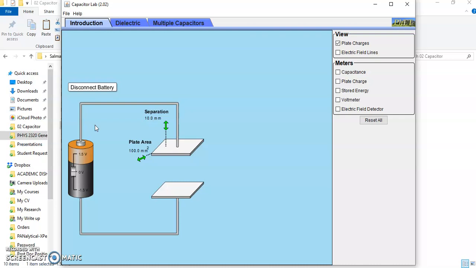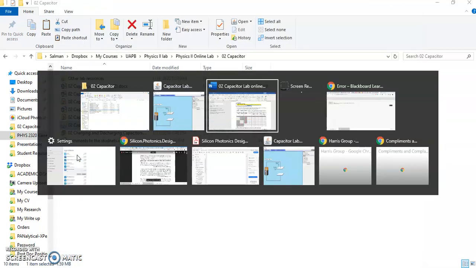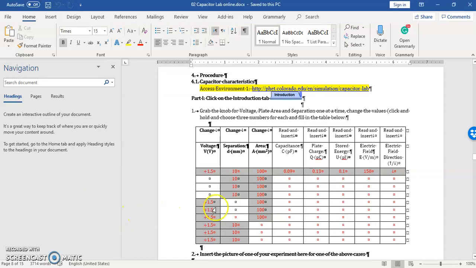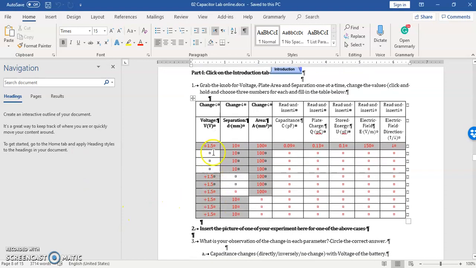Okay, so here is the software where it is connected. So it is basically two plates that are connected to a battery. So you can change the voltage of the battery. So what I'm expecting in the first part of the lab is that you just look, I have given an example, like if you put the voltage at 1.5, you put the separation.